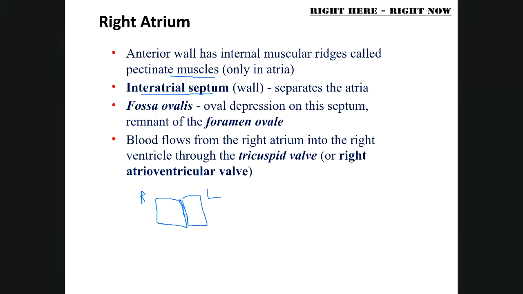heart. Inside the right atrium, there's a little remnant of what we call a fossa ovalis. It's like a little oval depression in the septum, and it's a remnant of the foramen ovale, which in fetal circulation allows the blood to pass directly from the right to left atrium. So then the blood flows from this right atrium into the right ventricle via the tricuspid valve. So let's look at this.